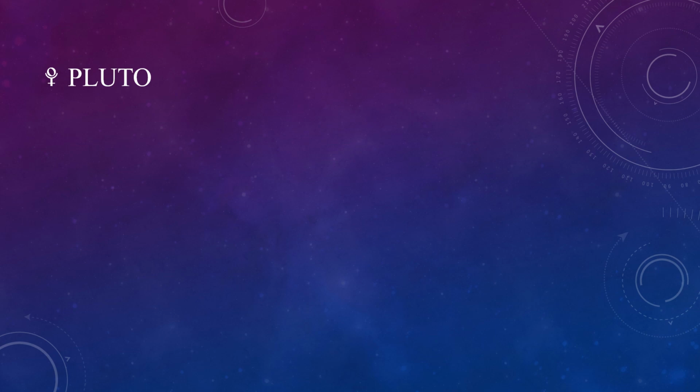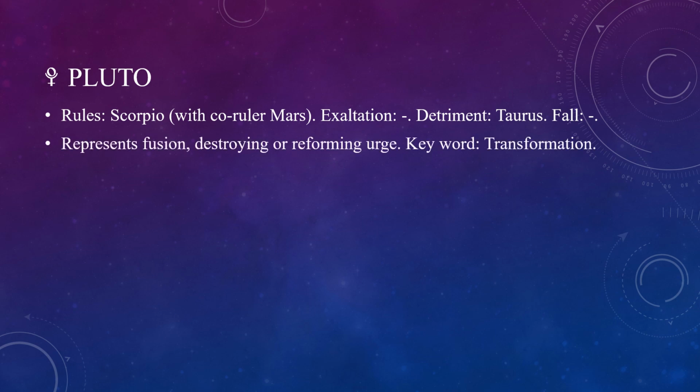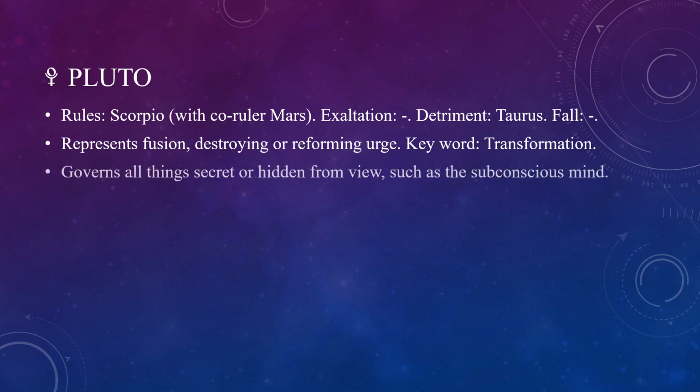And finally, we have Pluto. Pluto rules Scorpio, along with the co-ruler of Mars, and its detriment is Taurus. It has no exaltation or fall. Pluto represents fusion, destroying or reforming urges, and its keyword is transformation. Pluto governs all things secret or hidden from view, such as the subconscious mind.